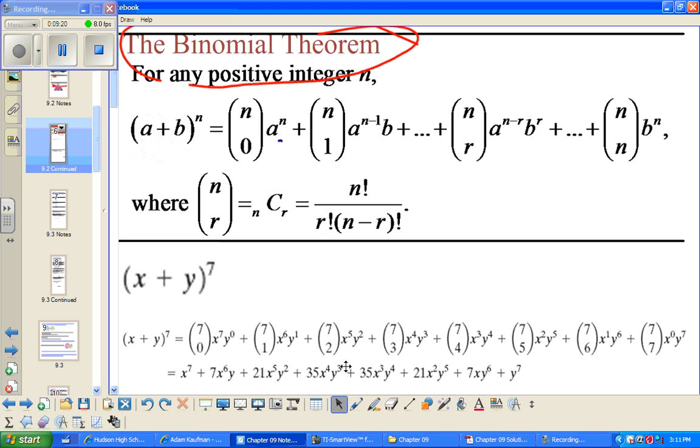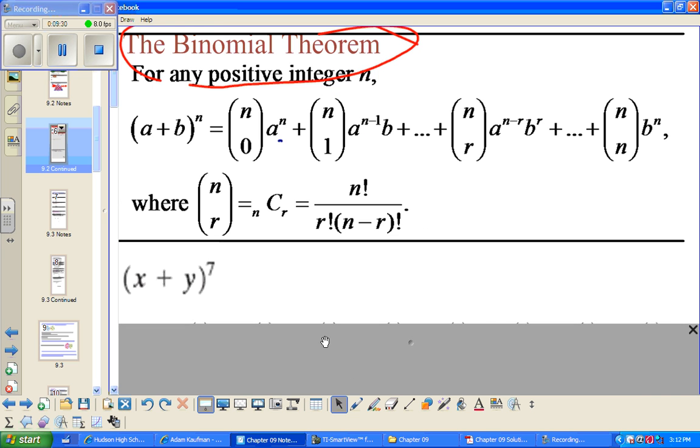And in so doing, you can expand your binomial quite easily. So I'll just show you a couple examples of this. And you can copy down whatever you feel you need.